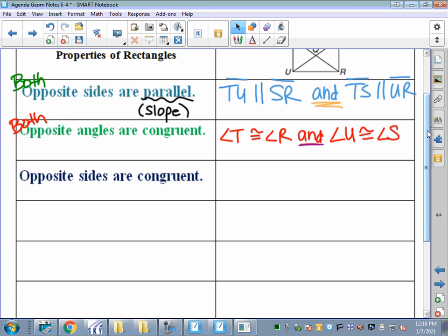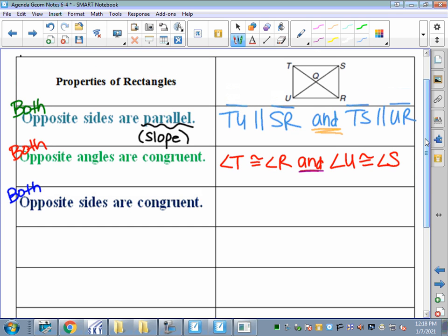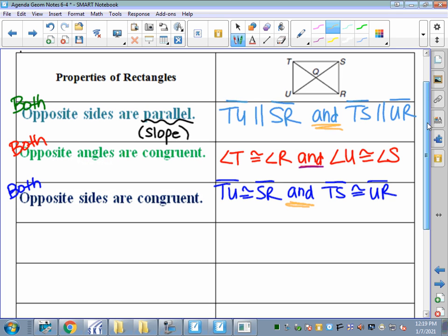Next rule, to determine if it is a rectangle, we would say that both pairs of opposite sides are congruent. And I should have typed in both. Both pairs of opposite sides are congruent. So in other words, TU has to be congruent to SR, and TS has to be congruent to UR. And both pairs. Now, I'm going kind of fast. I think I am. Maybe you're telling me I'm going slow, but it's because all of this feels very familiar. We've talked about this with our parallelograms already.